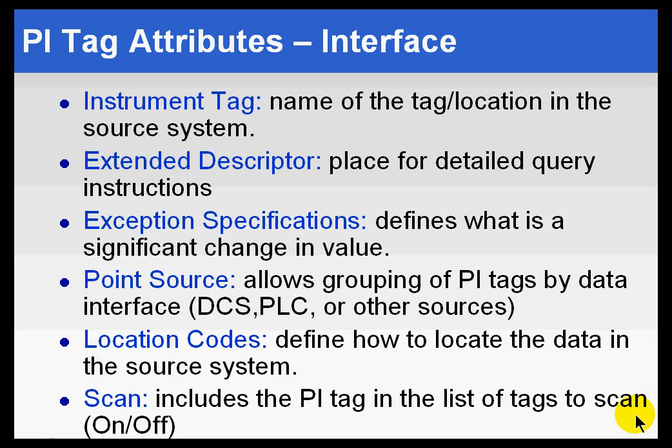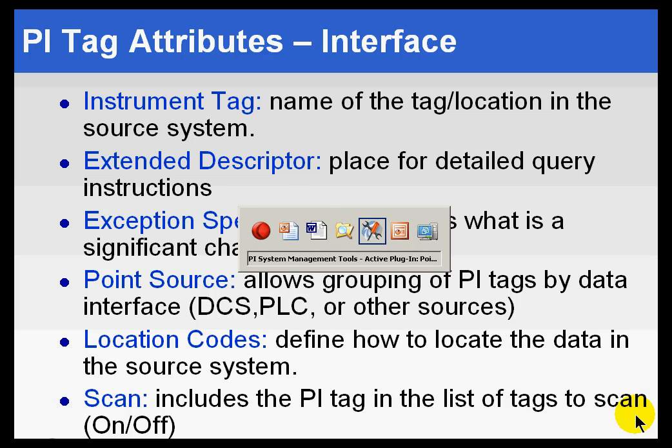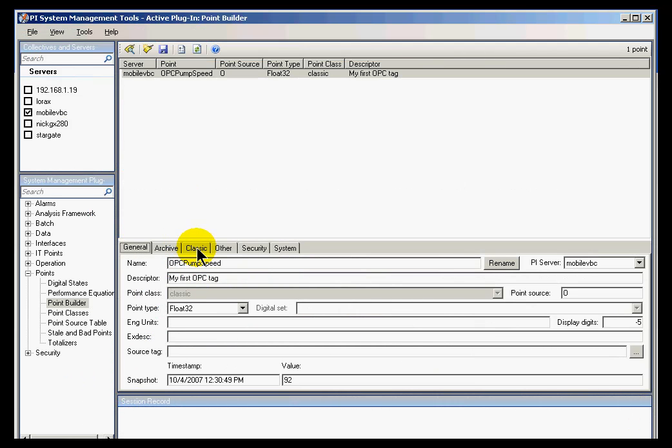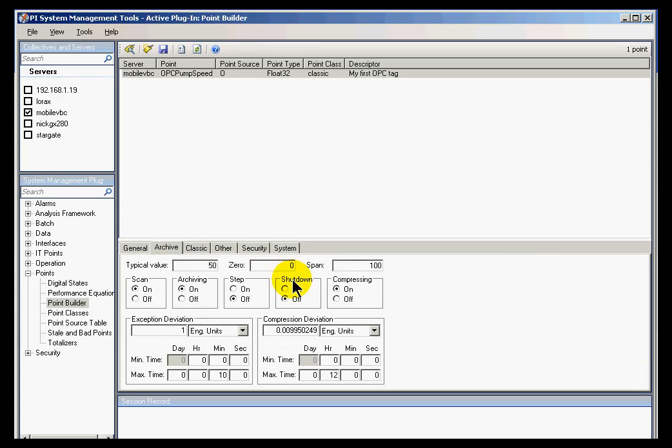The exception specifications are used for doing the exception test. Again, let me show you. If we go into archive here, we can specify the exception deviation, and that is specified in either engineering units or percent of span. And also we can specify the exception min and max time. If you recall from our discussion of data compression, the exception test is done on the interface side, and so this gives us a way to set that deadband.